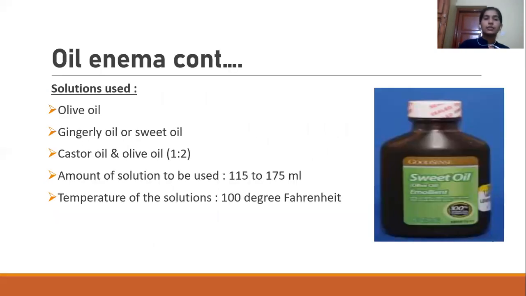Next, what solutions can we use? Olive oil, gingerly oil or sweet oil, castor oil. These are all common oils we can use. The amount is around 115 to 175 ml, which is less than the simple evacuant enema. The temperature is also 100 degrees Fahrenheit only.